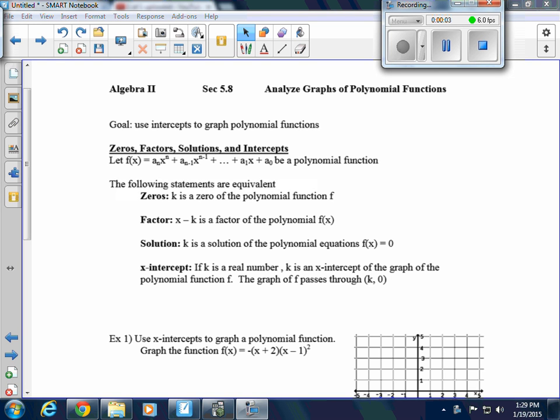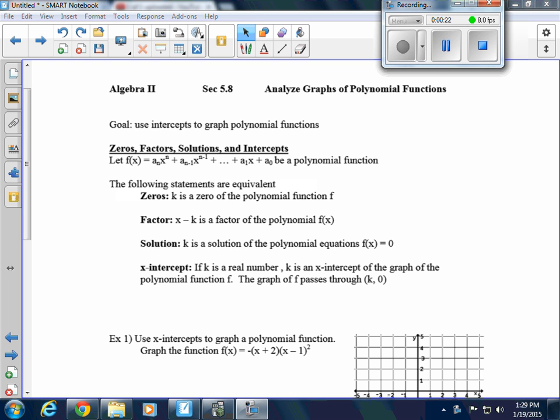Today we're going to look at section 5.8, which is on analyzing graphs of polynomial functions. And our goal is to use intercepts to graph the polynomial functions today. So the zeros, factors, solutions, and intercepts, all of those things really give us the same information.